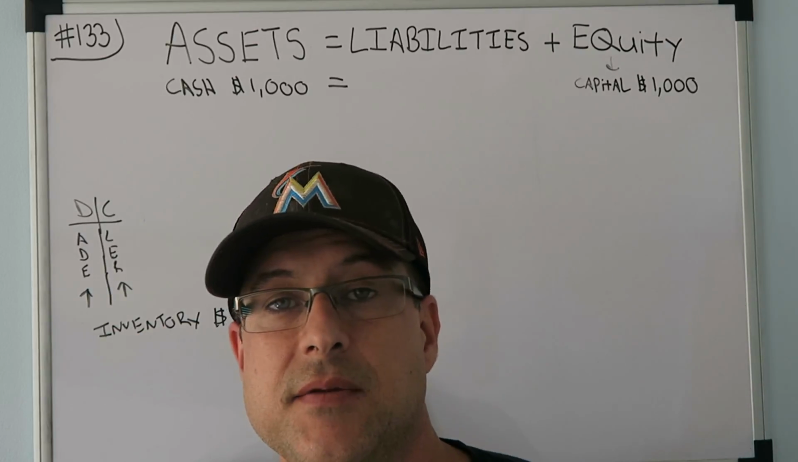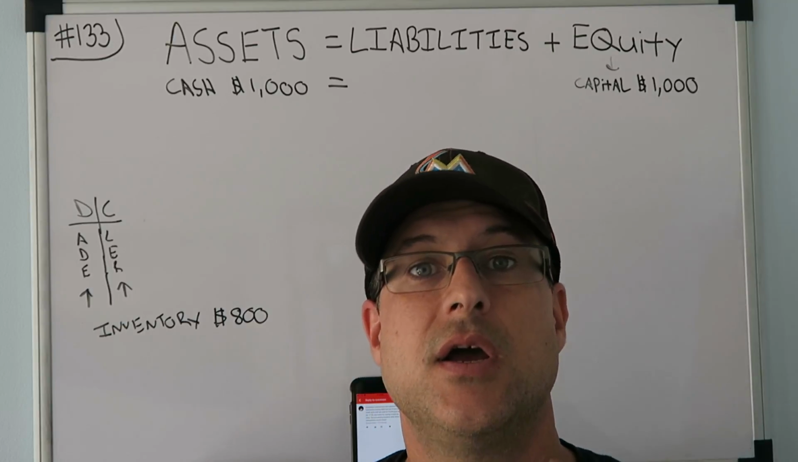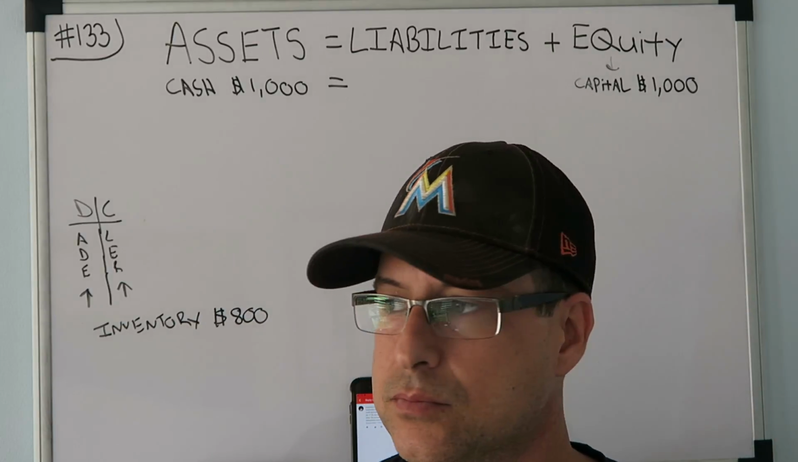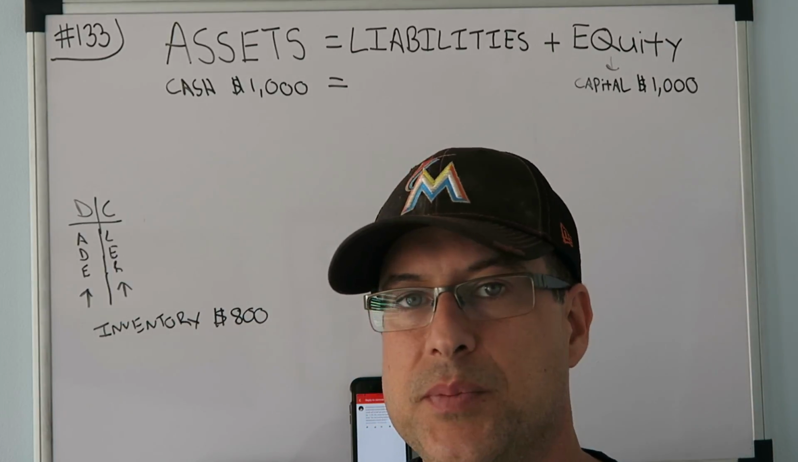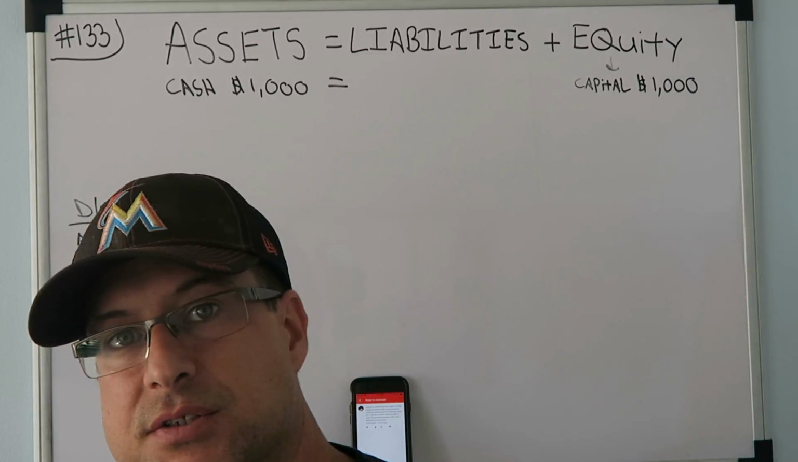So they didn't pay any cash for it. They got this inventory. You got this inventory on credit. So that would be an account payable because you owe somebody else.